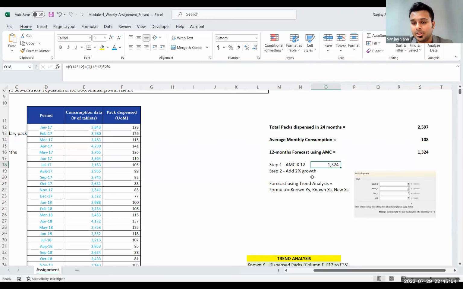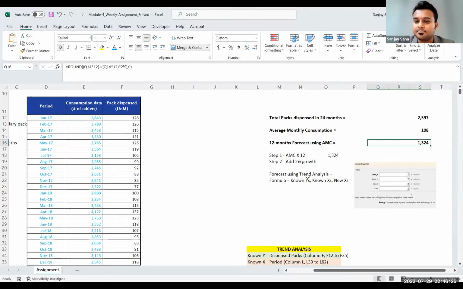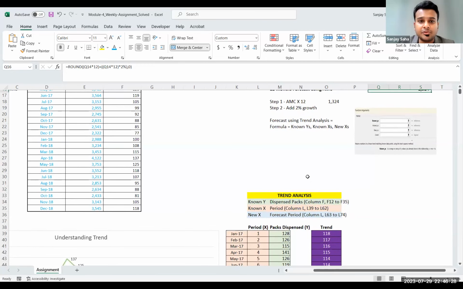So 1324. The simple way of understanding is that we multiply the AMC with 12. That gives us the basic forecast, and then we add 2% growth into the forecast by figuring out what is 2% of that forecast, and then adding it back into the forecast which we have found. So that gives us 1324, which is the correct answer. By this time, if you have any questions, you can put them in the chat.